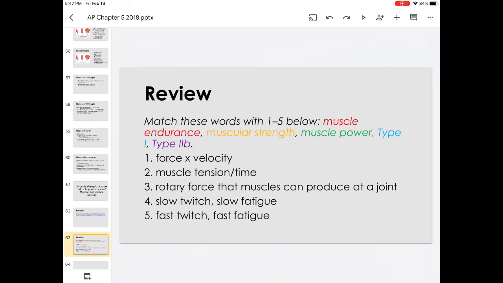Make sure that you study all of this material. It's a lot of stuff, I know, so that you can be ready for your quiz and your test.